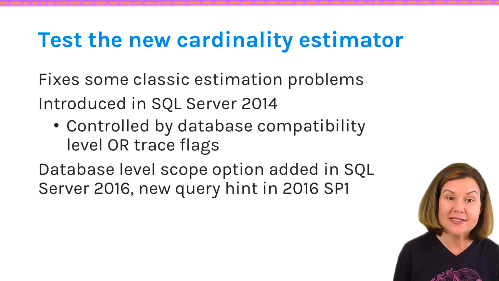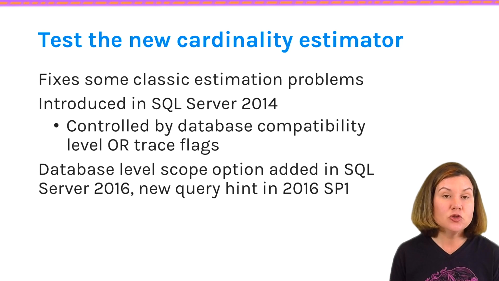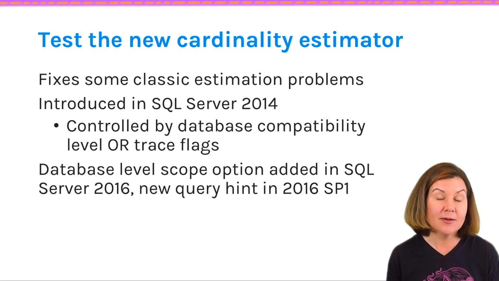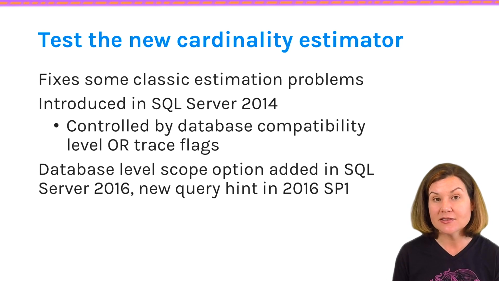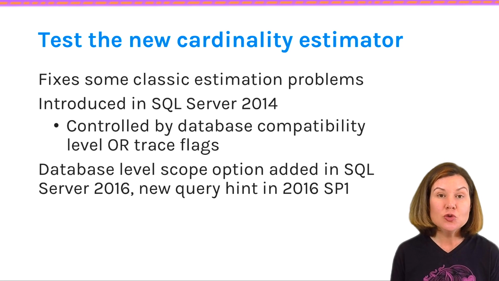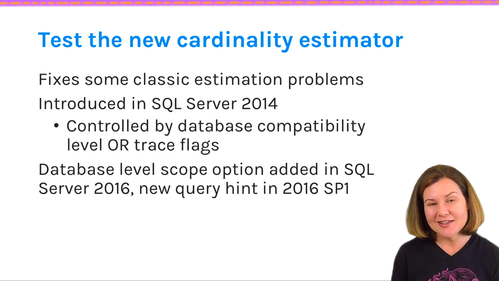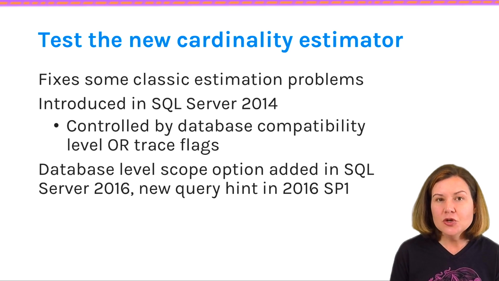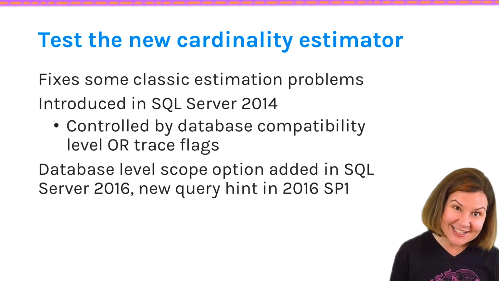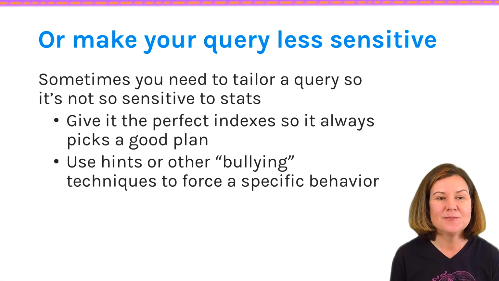That was introduced in SQL Server 2014, and in 2014, it's controlled by database compatibility level and trace flags. In 2016, we have new database level scoped options, as well as, as of Service Pack 1, a new query hint that we can use with a new improved low permission syntax to control this.